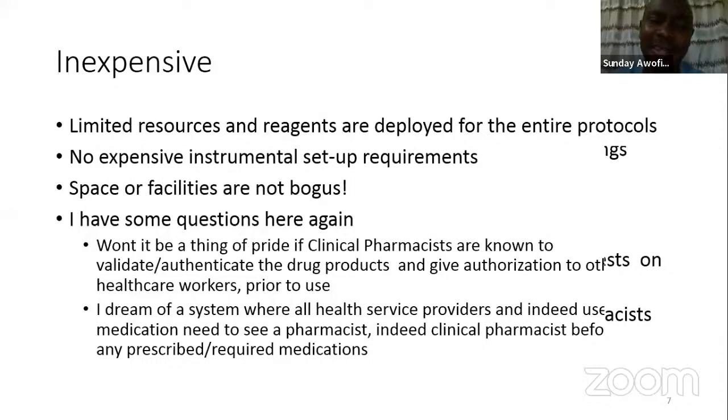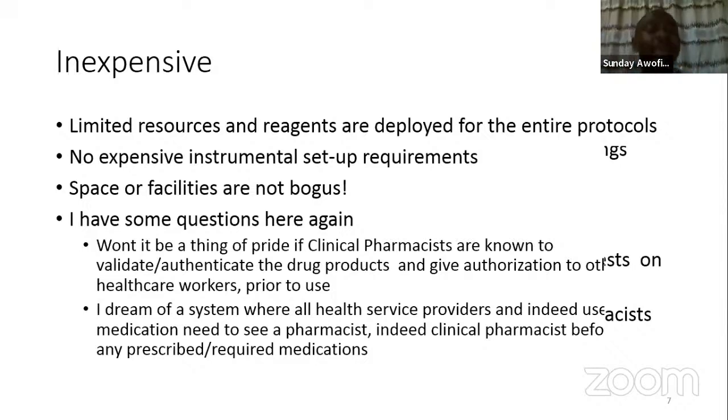I have some questions here again. Won't it be a thing of pride if clinical pharmacists are known to usually validate and authenticate drug products? If we give authorization to other healthcare workers that this drug is captopril, this drug is enalapril, these are angiotensin converting enzyme inhibitors, so since the doctor has requested that we use this in these patients, we're handing over to them. And then having used the drug at the right doses, we want to follow up and see what the outcome is. But the drug we're putting in the hands of our co-healthcare team members, we are not even sure of. So it can surprise us as well, the way it's surprising them, that the drug actually entered our facility through this route, and they want to start looking at who supplied it.